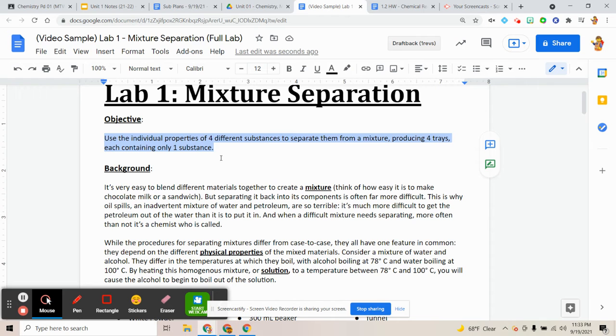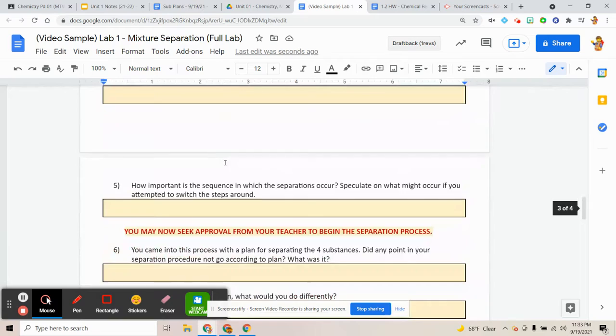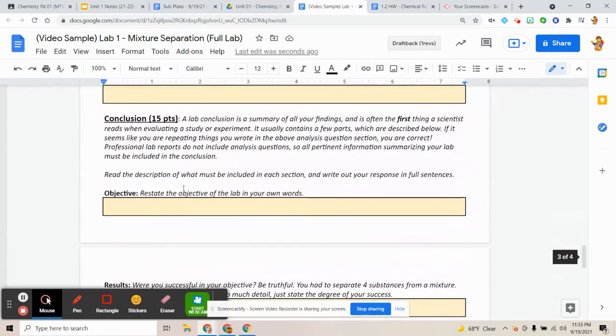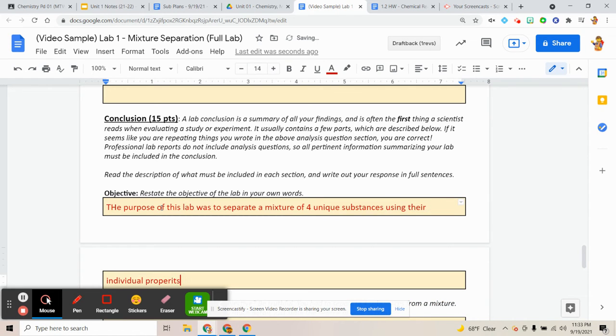Now, don't just copy and paste this. So that I know that you understand what's going on, I want you to phrase this in your own words. So something to the effect of, and don't copy this either: the purpose of this lab was to separate a mixture of four unique substances using their individual properties. Great.